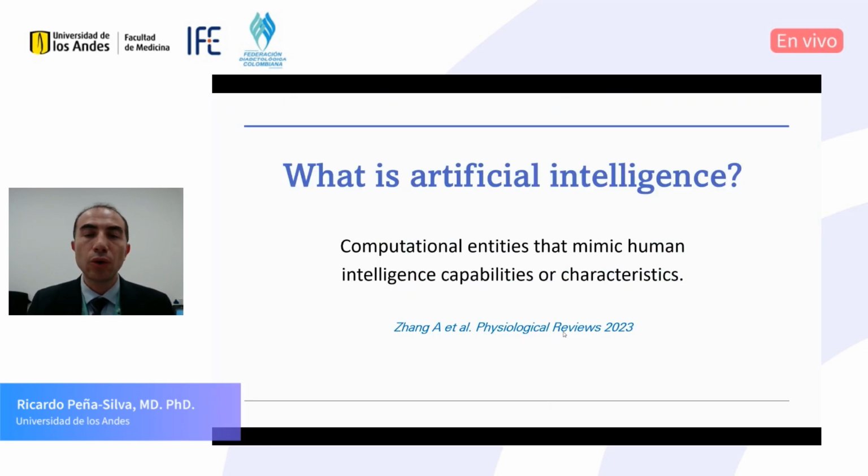Artificial intelligence is when we have computational entities that mimic human intelligence capabilities or characteristics. And there are several elements that are important to bring artificial intelligence to life or to our daily life. The first is hardware. We need specialized computers with a lot of processing power in order to process multiple different inputs and outputs simultaneously.